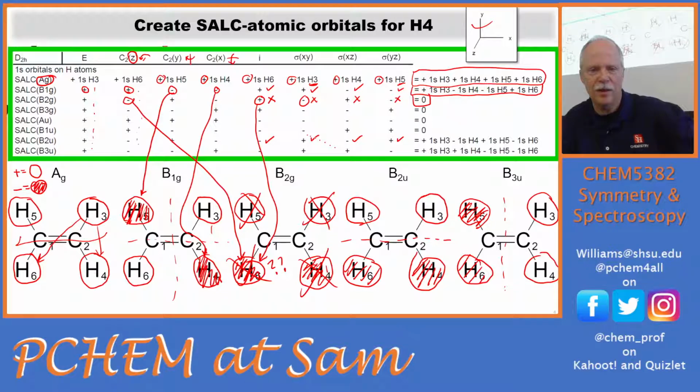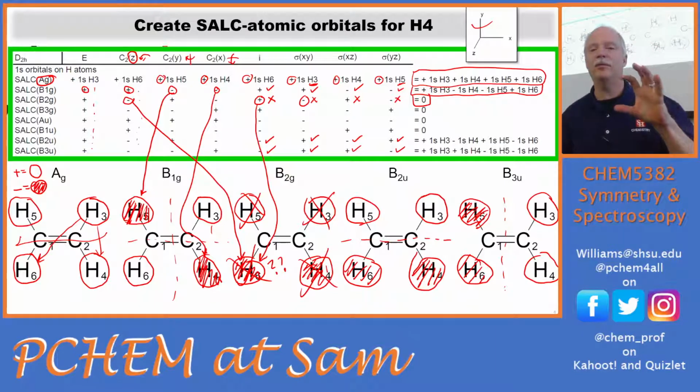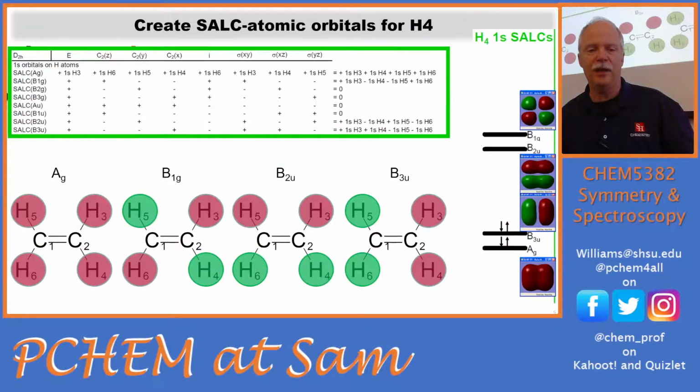Let's confirm. H6 should be shaded, and it is. H3 should be open, and it is. H4 should be open, and it is. And H5 should be shaded, and it is. And so those are the 4 symmetry-adapted linear combinations of the atomic orbitals on H4. So in case the pictures were ugly, I went ahead and included them here in nice little circles.